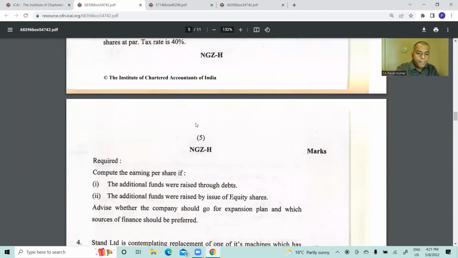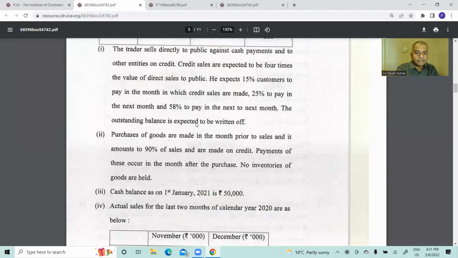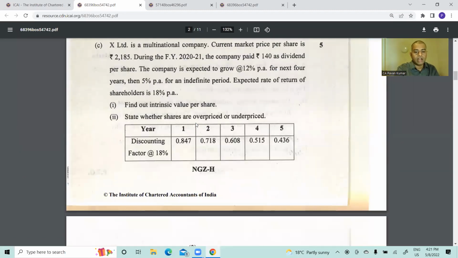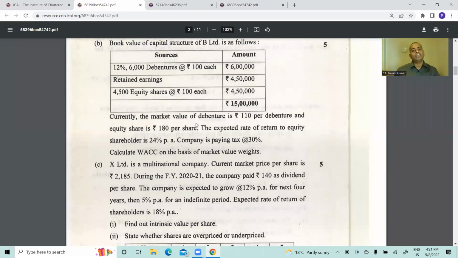Where is that? 5 or 10? 5. Dividend decisions 5 marks is given. Okay, which is an easy question. And then weighted average cost of capital, easy question, 5 marks.